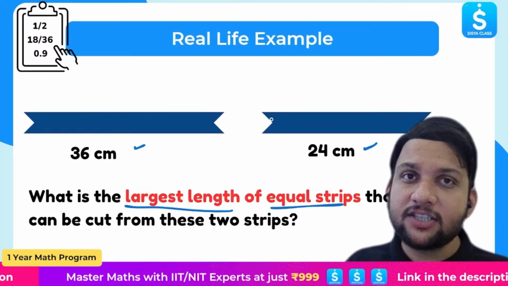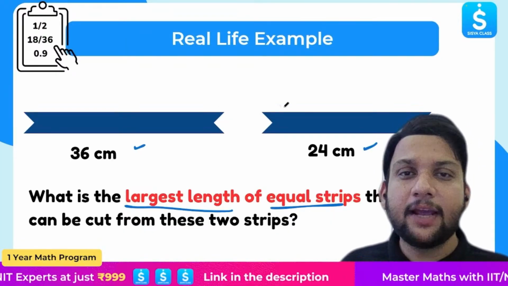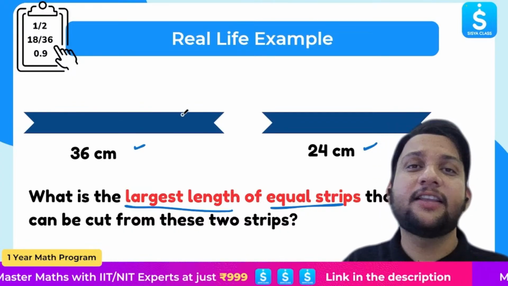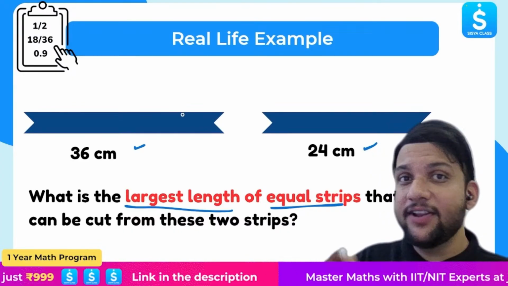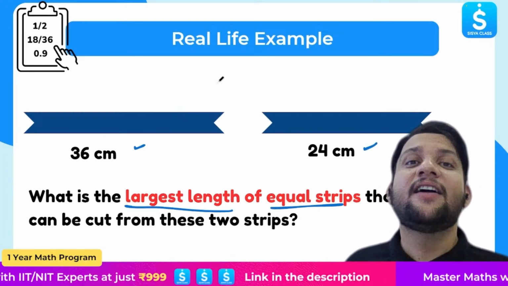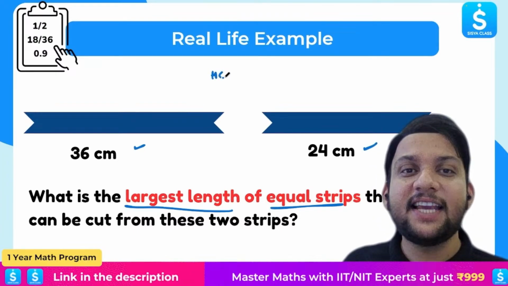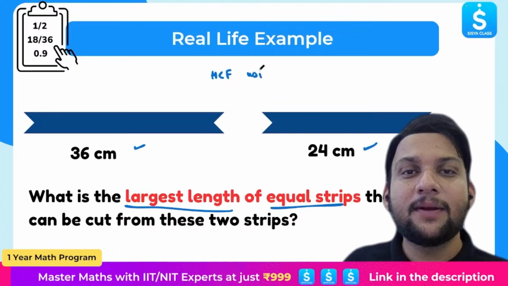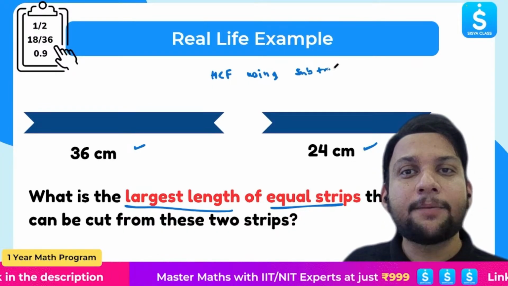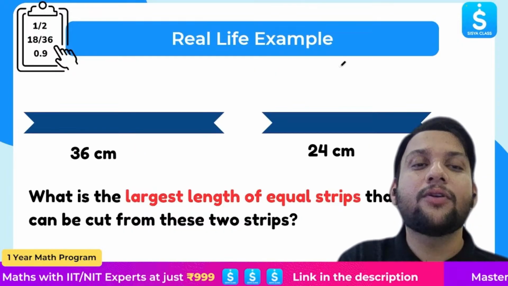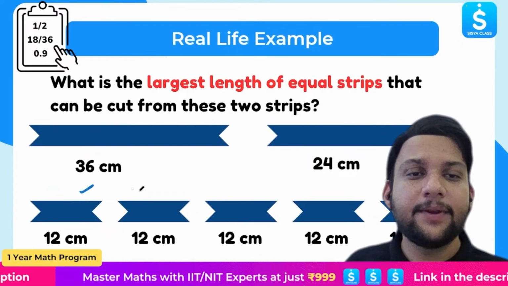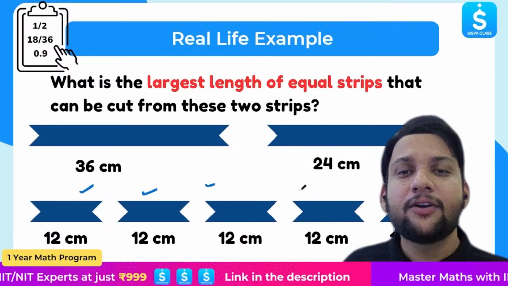Now, the first way is that we can place the 24 centimeter strip on the 36 centimeter strip and then cut the rest of the part. It is working here. We will get 12 centimeters. As you remember, in grade 6 we found how to find HCF using the subtraction method. I hope everyone knows this. So this is the HCF subtraction method. If we try this, you will get strips of 12 centimeters, 12 centimeters, 12 centimeters, and so on.